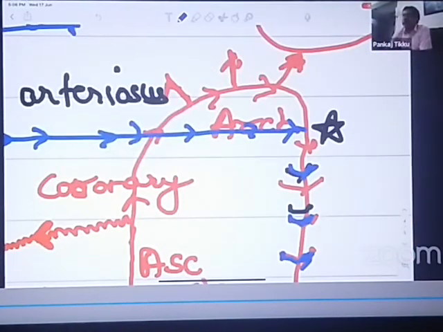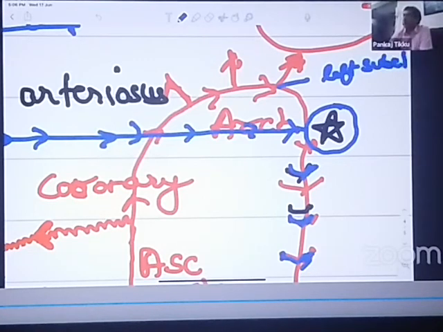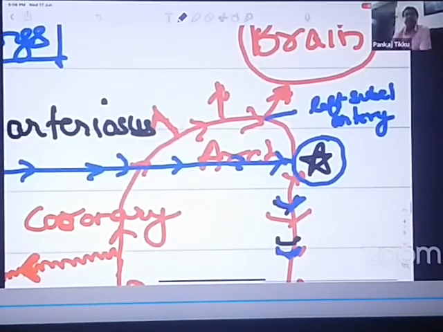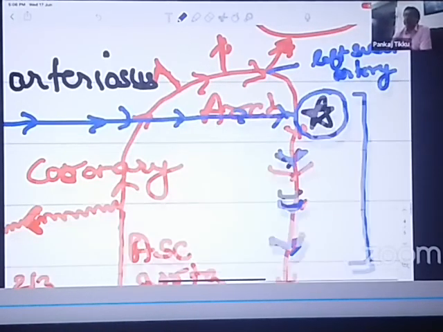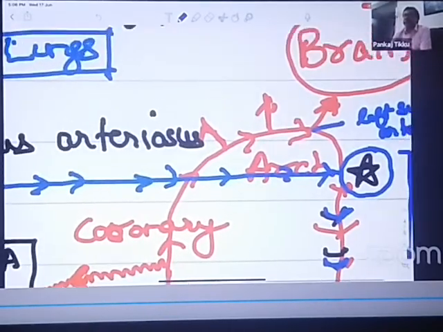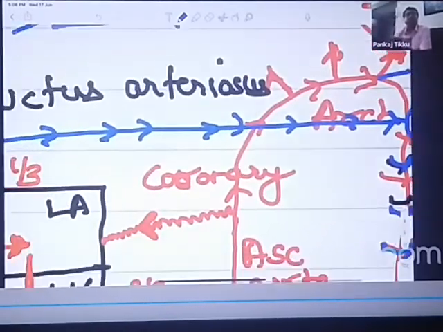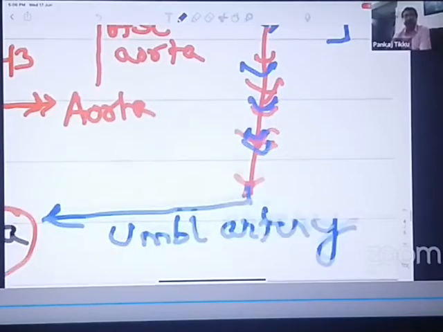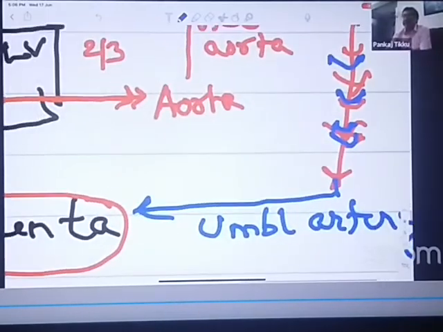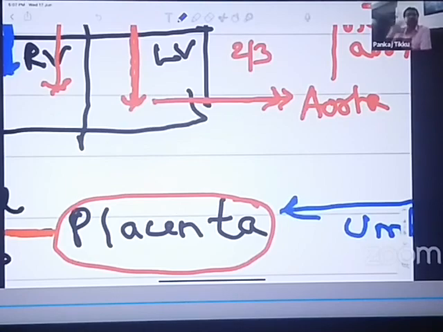And because this descending aorta, see the star, is just distal to the left subclavian. So this is the left subclavian artery. Because the descending aorta is distal to the left subclavian artery, you actually have mixing which happens only in the lower half of the aorta. You do not have mixing in the part which is going to the brain and the part which is going to the coronary circulation. So this blood which is entering into the lower half of the body enters into the descending aorta, then through the umbilical artery again enters into the placenta, and the whole process starts all over again.